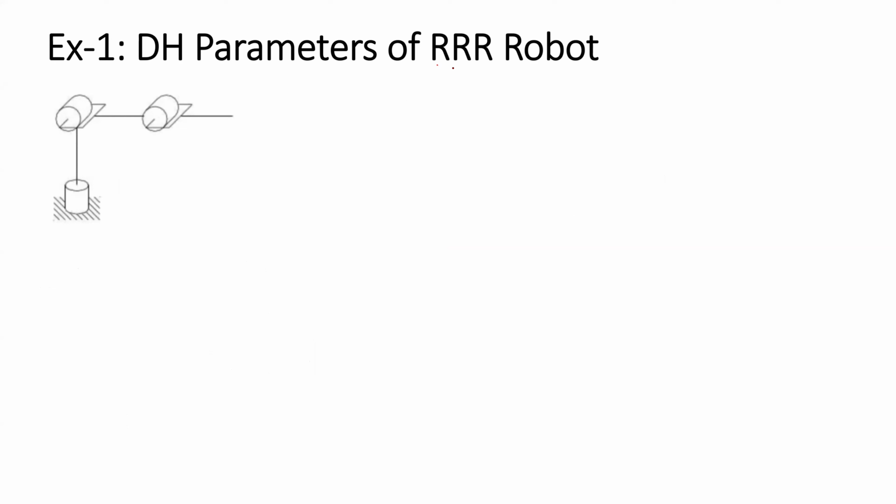This is the 3 revolute joint robot. We need to attach frames and obtain the table of the DH parameters. As I mentioned, the step 0 we need to do is to redraw the picture and show the non-zero joint angle.